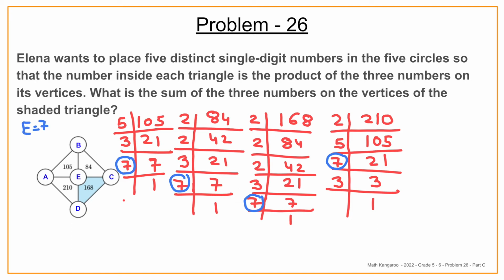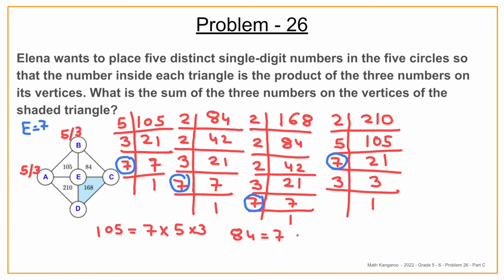Now let us look at the other circles. So 105 has 7 already taken and left is 5 and 3. What does it mean? It means that A is 5 or 3, B is 5 or 3. Let's move on to the next factor, 84.